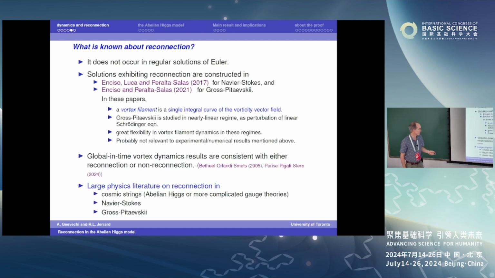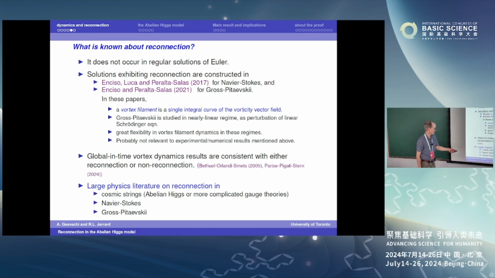They show that in this regime there is enormous flexibility in vortex dynamics. They can take a codimension 2 submanifold and evolve it in a more or less arbitrary way with reconnection, or else they can have collisions with no reconnection. They can do what they want, and then construct a solution of Gross-Pitaevskii that stays close to that. They first do this with exactly one integral curve of the vorticity vector field, which stays close to the submanifold they started with. They do this by first studying the linear Schrödinger equation and then viewing the nonlinear Schrödinger equation as a perturbation.